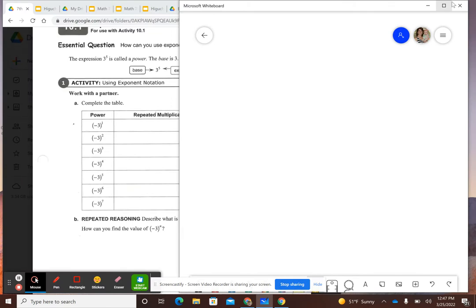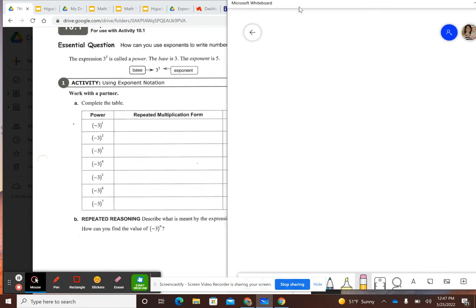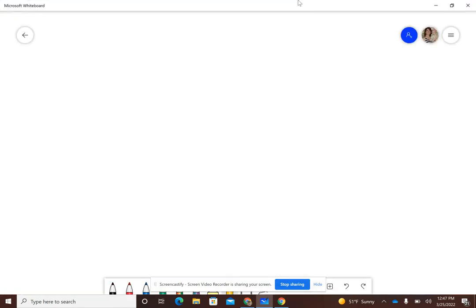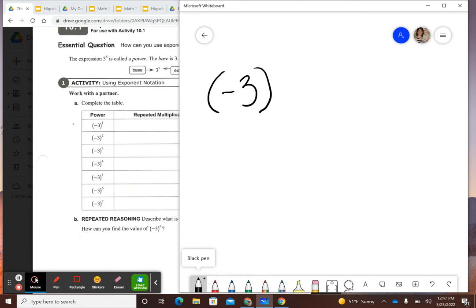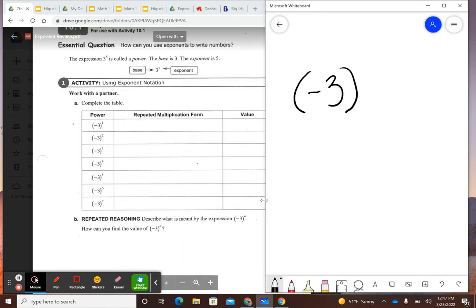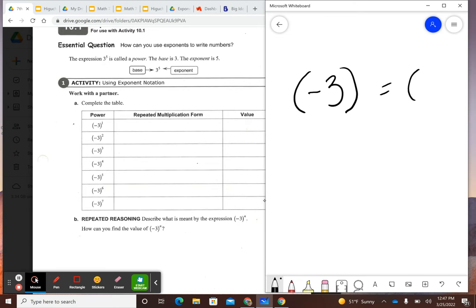Okay, so looking at activity 1, we're going to do the repeated multiplication. If our exponent is just a 1, like it is in the first one, sorry about that, then I am literally just rewriting that number, that base number. And by the way, if I have a negative symbol that's with the number inside the parentheses, think of it like a magnet, and that negative symbol is literally with the 3. So repeated multiplication is literally just -3. And then the second thing we have to write in that table is the value, which is also -3.